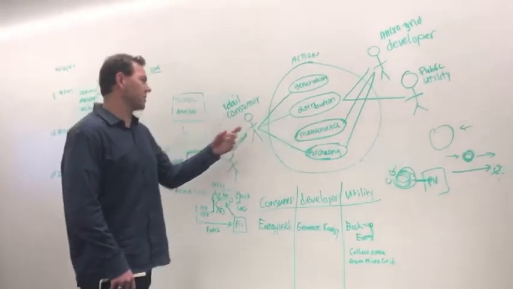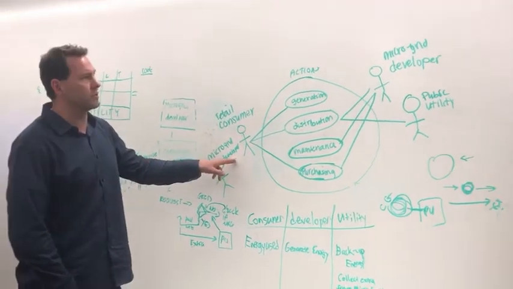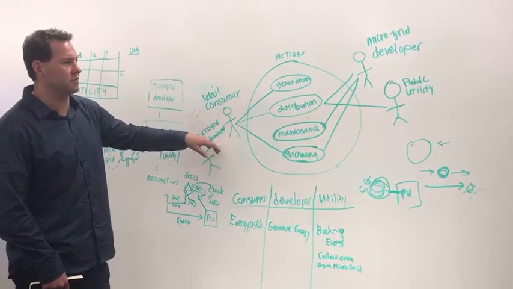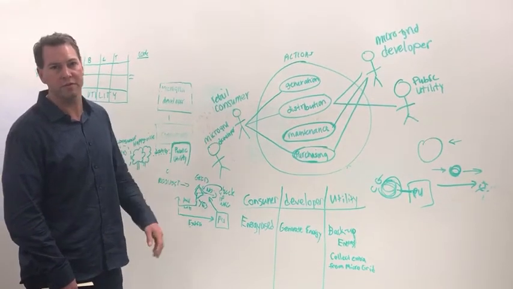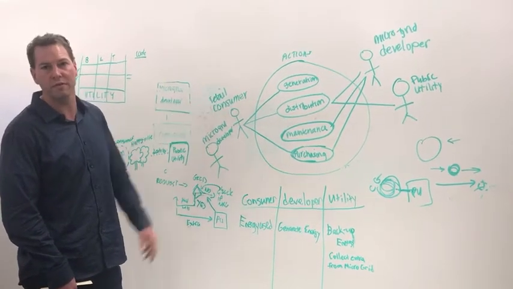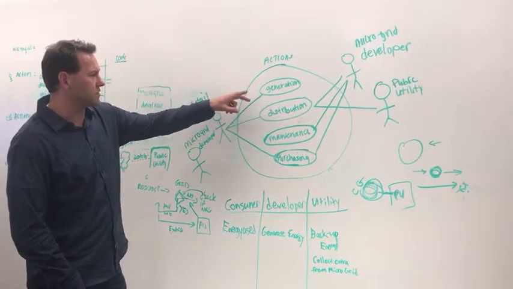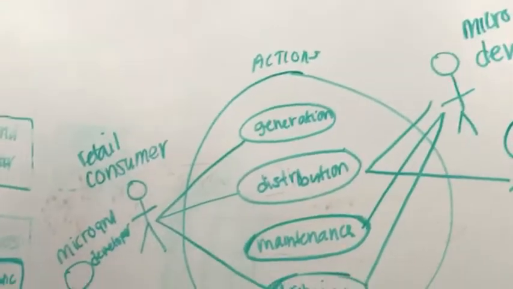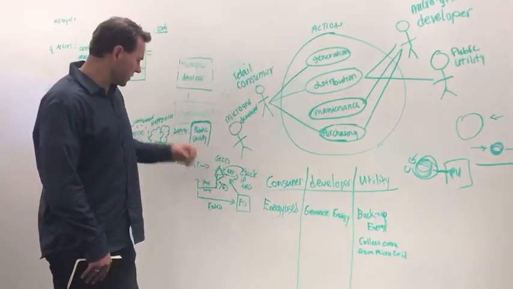So basically you have the retail consumer, and then you have the microgrid developer. In this model, we're basically saying that the developer is leasing out the total equipment and controlling the grid, so the consumer doesn't have to worry about things. So then there's generation of power, distribution, maintenance, and purchasing within that system.